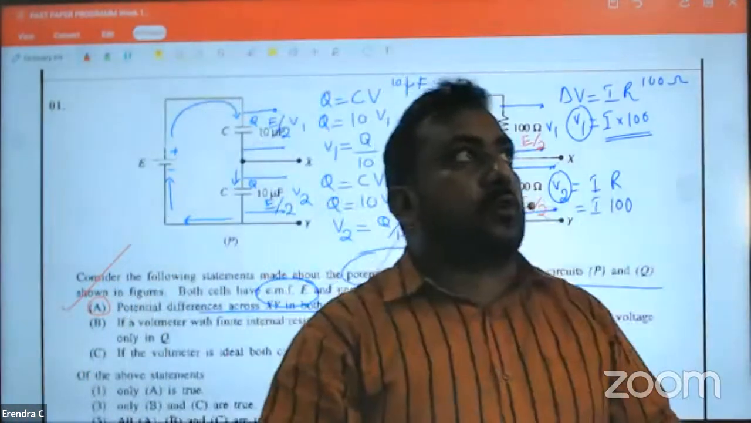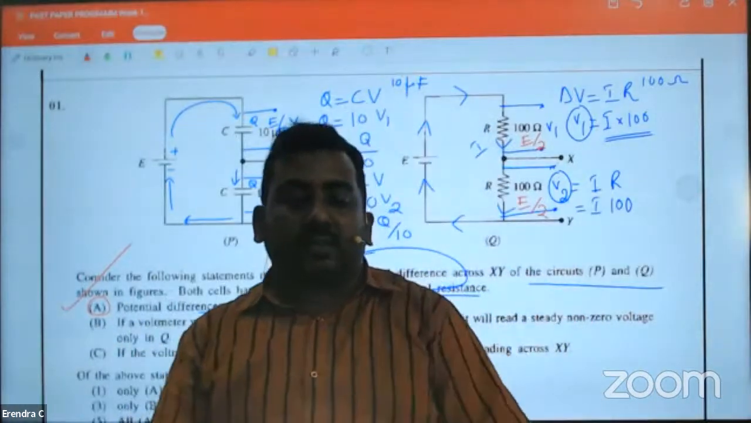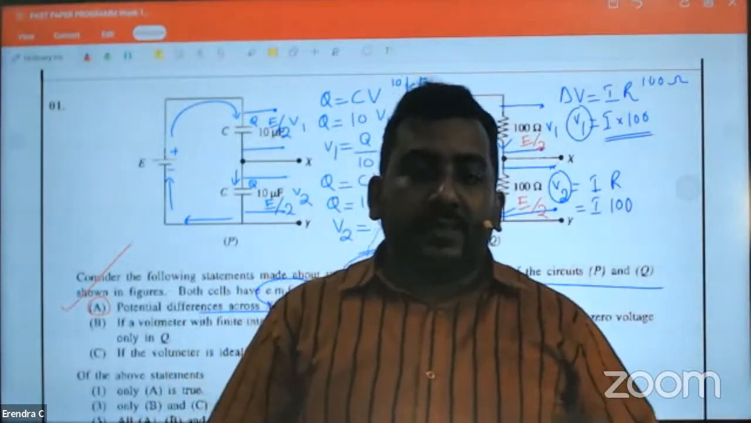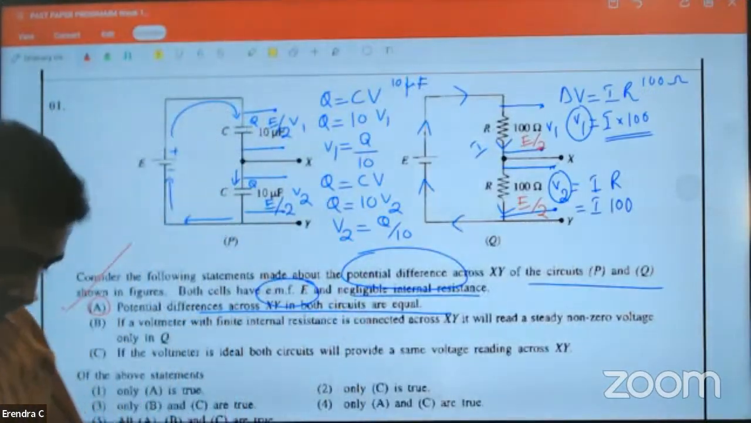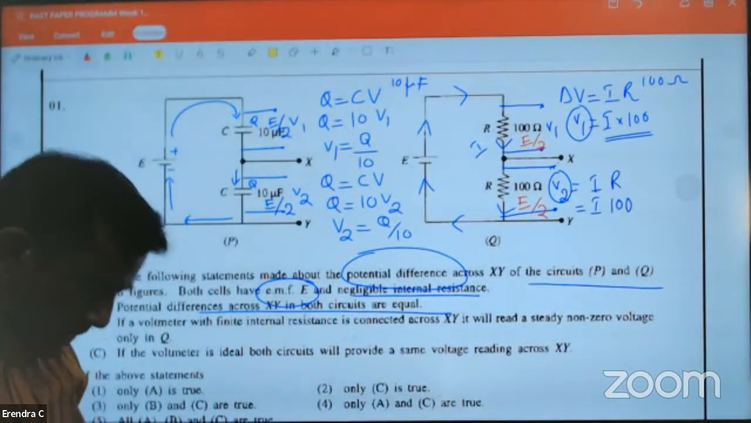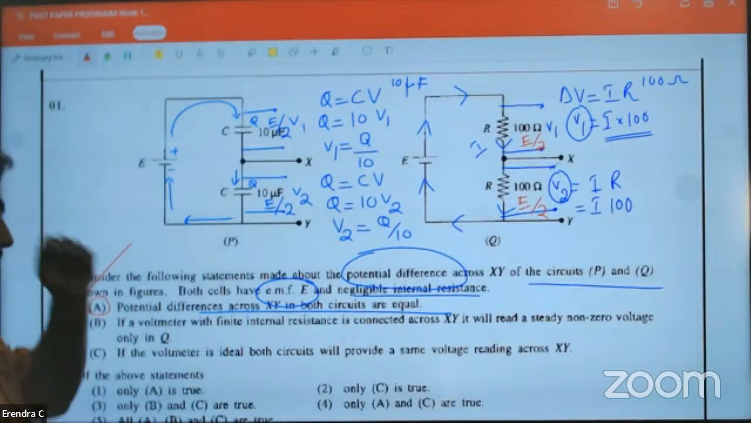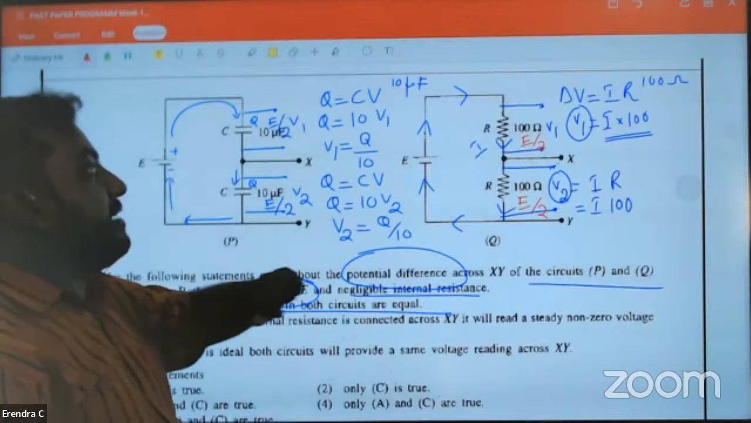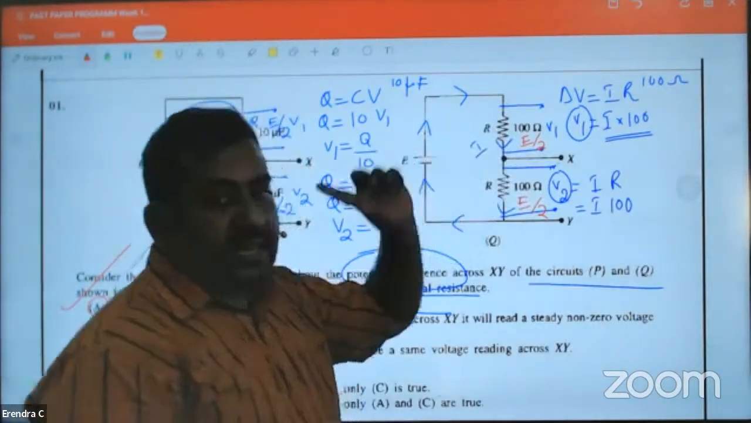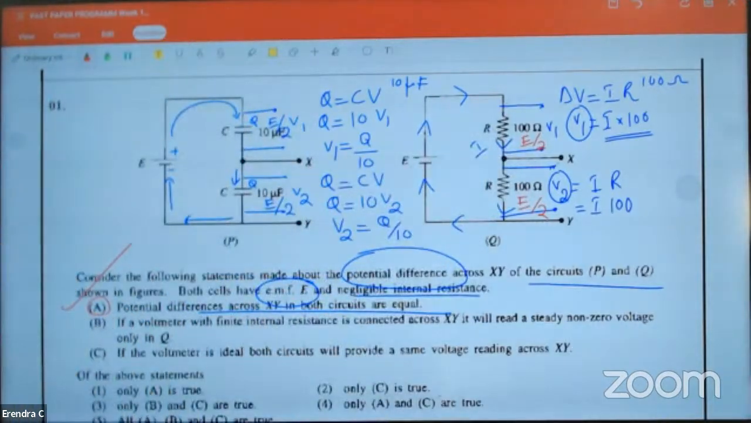There are two equal capacitors and two equal resistors. This means the supply voltage will equally divide.